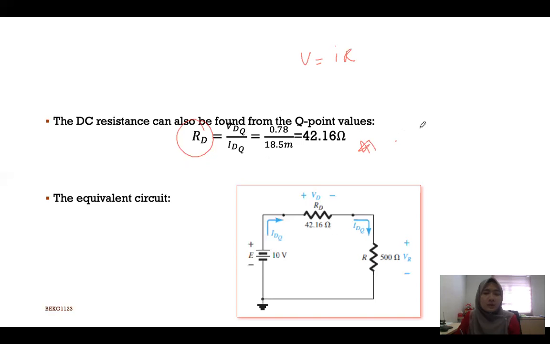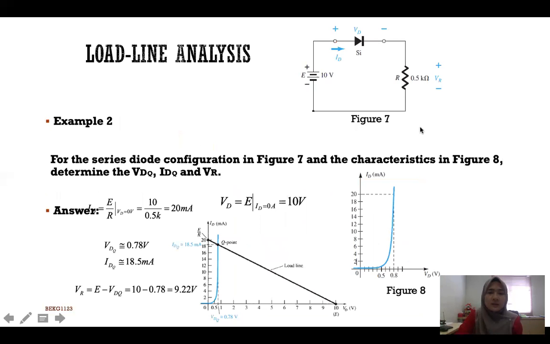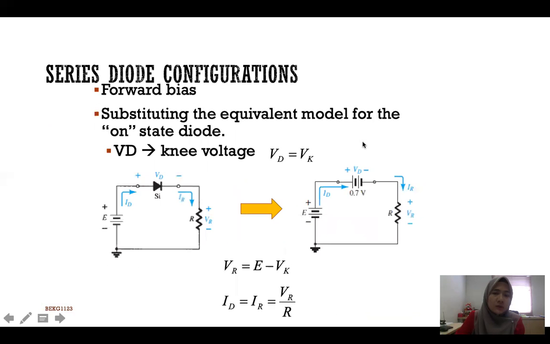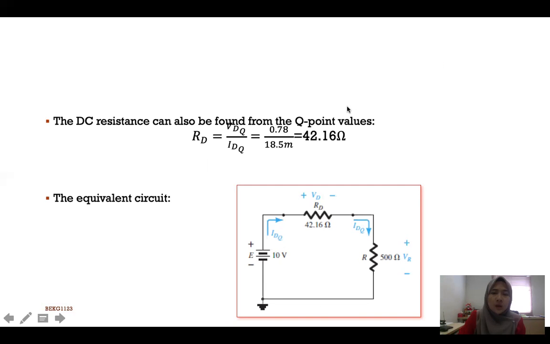From this circuit you can actually redraw its equivalent circuit, which is equal to this. You have the voltage source, the load resistor, and this is actually the diode. However, we convert it into the DC resistance with the value 42.16.